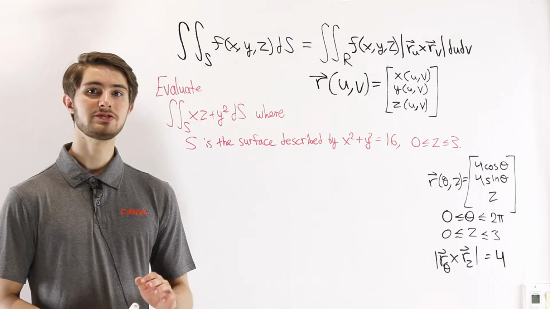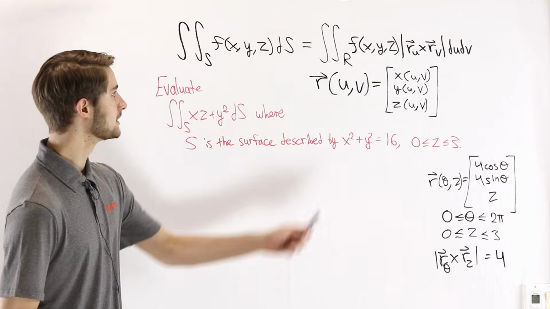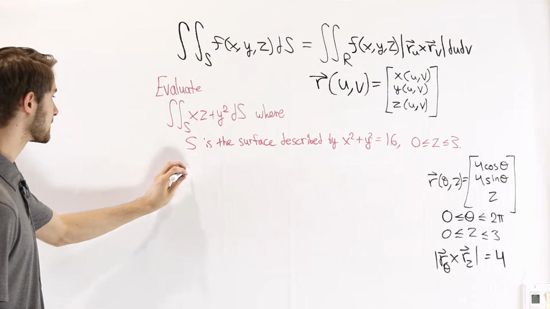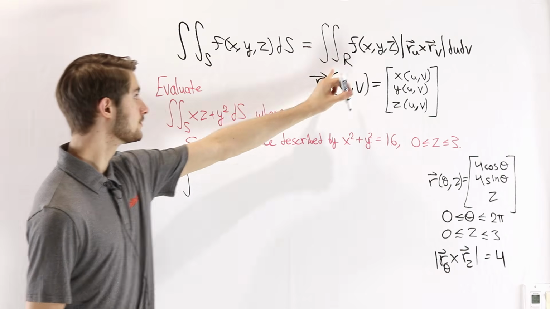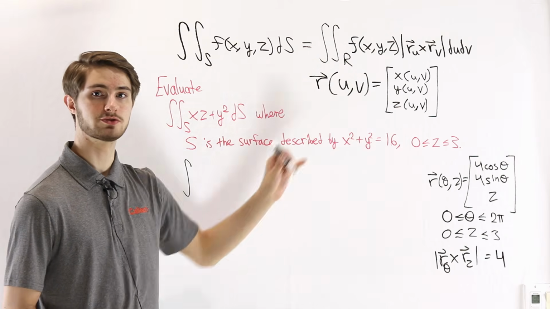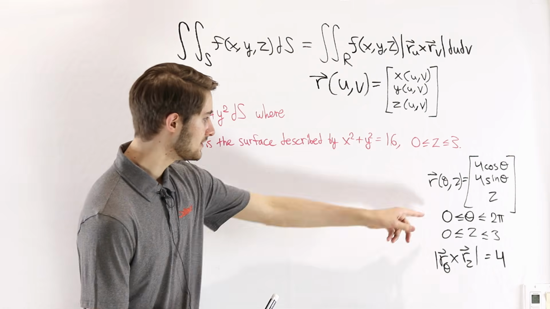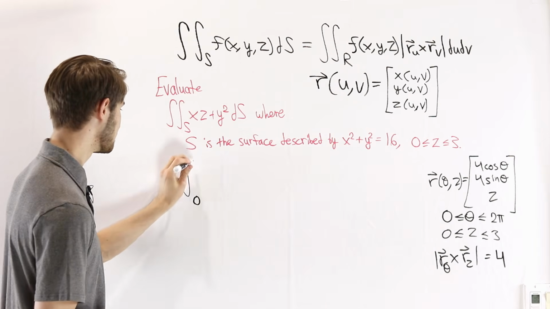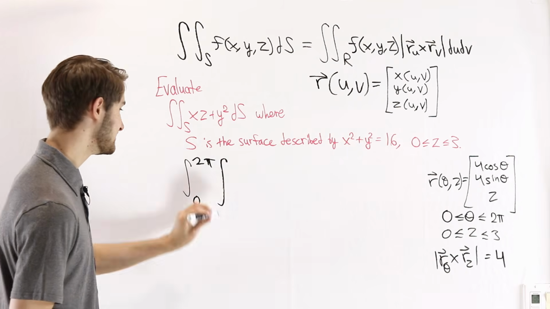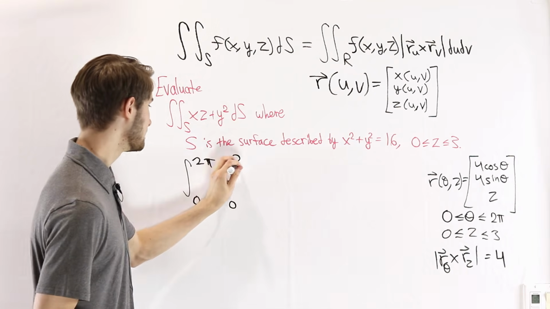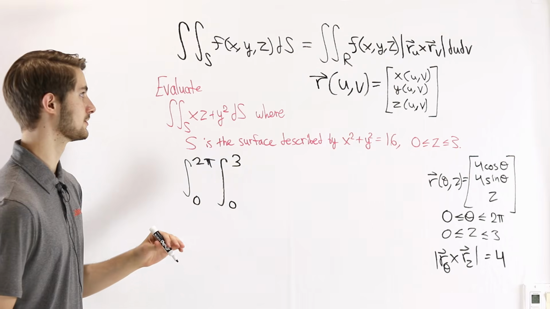Now we're ready to turn this into an actual integral. We can plug everything into the formula that we have right here. First of all, we're going to take the double integral over the region R that describes the range of u and v values for our surface. We know that theta is going to go between 0 and 2 pi on our surface. And we know that z is going to go between 0 and 3. So that gives us the range for our double integral.